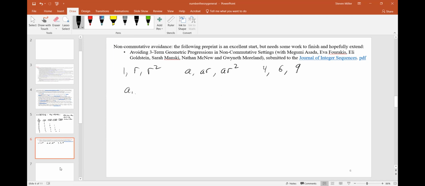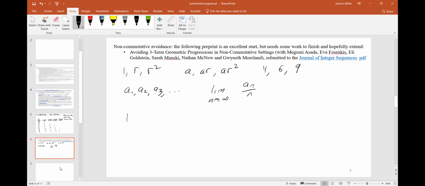So if we have our sequence, A1, A2, A3, ... and we don't have any 3 terms in geometric progression, we could ask for maybe count, get the limit as n goes to infinity of an over n, and see, what fraction of the integers do we take up from this? And the question is, how do you construct something like this?